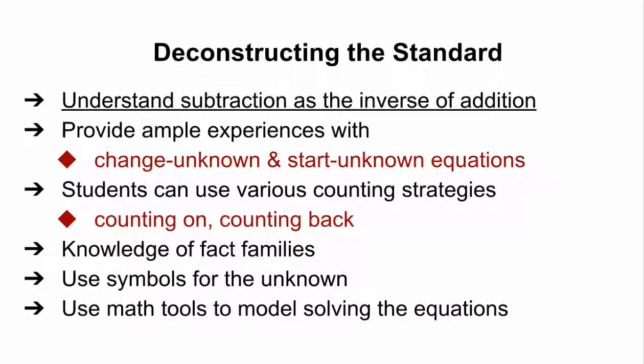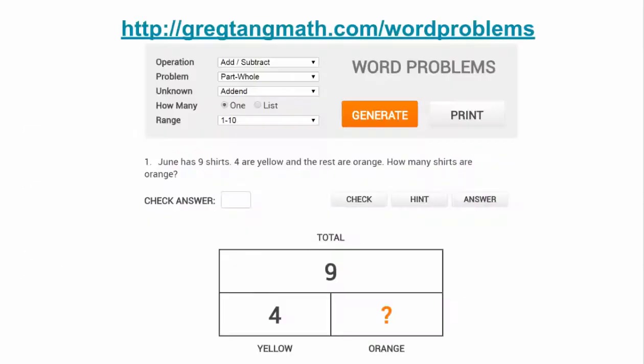And finally, remember to consistently use math tools to model solving problems. Students should be familiar and flexible with using ten frames, rekenreks, number lines, part-whole diagrams, and 100 charts to solve problems. A great digital tool for generating word problems for supporting subtraction as a missing add-in is Greg Tang's word problem generator. You can also choose any of the word problem types, as I have selected a part-whole problem in this example. You can also control the location of the unknown value, and even control the size of the numbers. Finally, you can click Hint to see the problem represented with the bar model.